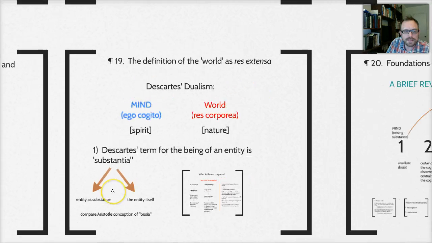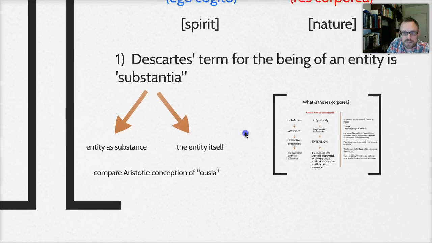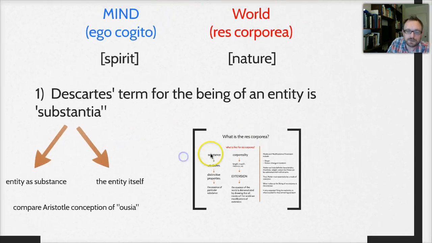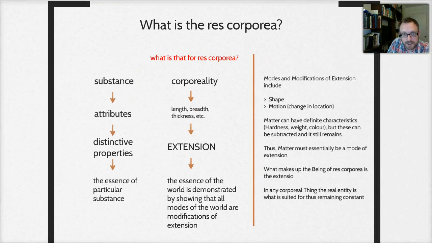Now, there are two different ways that this term can be meant. With substantia, Descartes seems to refer to substance both as an entity being a substance, and also the entity itself, right? This compares with Aristotle's conception of ousia, or substance, where Aristotle distinguishes between matter and form, right? The essence of something versus the being, the matter of fact of something. So first off, Descartes is using this really medieval conception, which is going to become problematic for him, but we can't blame Descartes for that.